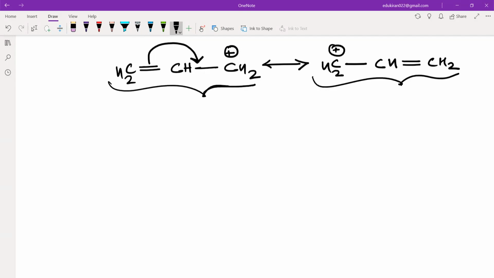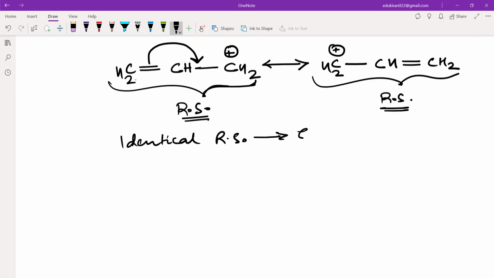Now tell me, is there any difference between these two structures? Yes or no? No. Here CH2 double bond, here also CH2 double bond, CH2 positive. When you have resonating structures which are identical, these are not the same, but they are identical resonating structures. Then we say that the resonance is equivalent resonance.